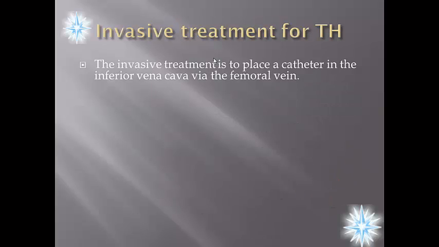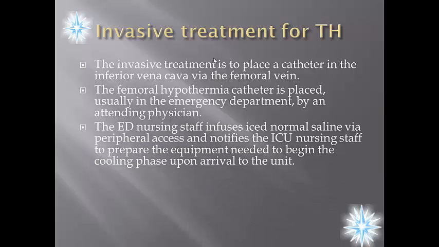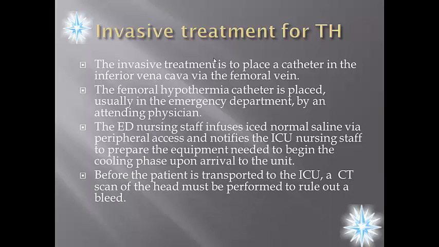Invasive treatment is to place a catheter in the inferior vena cava via the femoral vein. The femoral hypothermia catheter is placed, usually in the emergency department, by an attending physician. The ED nursing staff infuses iced normal saline via peripheral access and then notifies the ICU staff to prepare the equipment needed to begin the cooling phase upon arrival to the unit. Before the patient is transported to the ICU, a CT scan of the head must be performed to rule out a bleed.